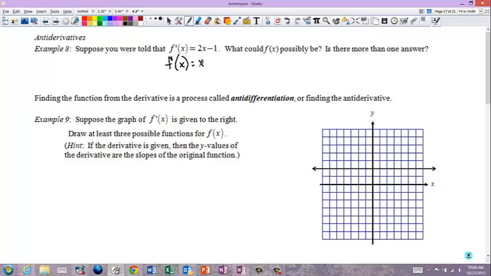How about x squared minus 1x? Because if you took the derivative of that, you would do 2 times x is 2x, and then minus 1. But what if I had plus 4? Would that give me 2x minus 1? What if I had plus 7? Also 2x minus 1. Plus 8? Plus a million? Still going to give me 2x minus 1.